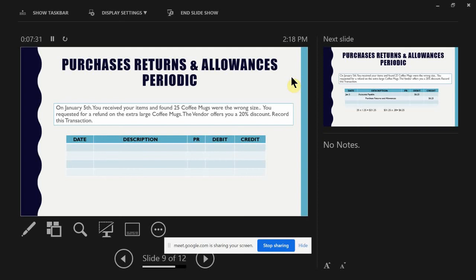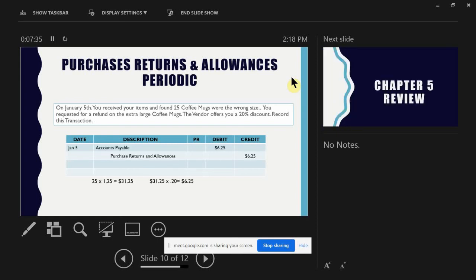And I'm going to get a 20% discount off of those 25 mugs. So in this case, this is what an allowance is. An allowance could be, in other words, like a credit. You're not going to get the full money back, but you are going to be getting some kind of credit back. But in accounting, it's going to be considered an allowance.